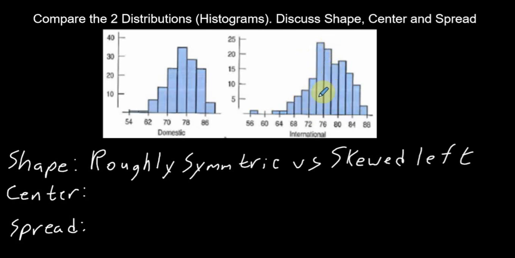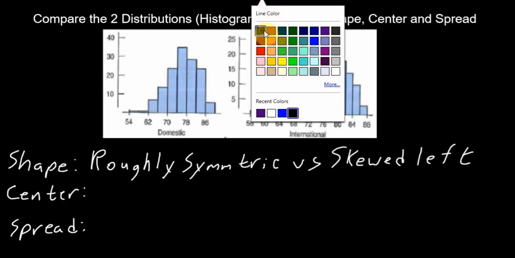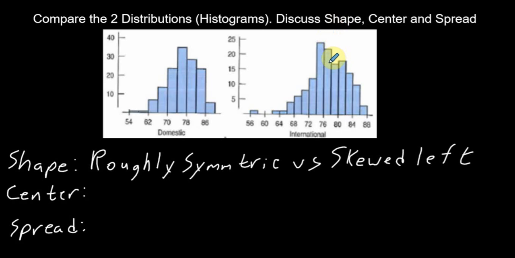So where can I draw a line? If you think of all the shaded area in the histogram as the total area, think about where you could draw a line so that 50% of the shading is on one side and 50% of the shading is on the other side. I might put my line out here. If all of the shaded region represents 100%, then this is about 50 and that's about 50. So the median looks like it's about 76.